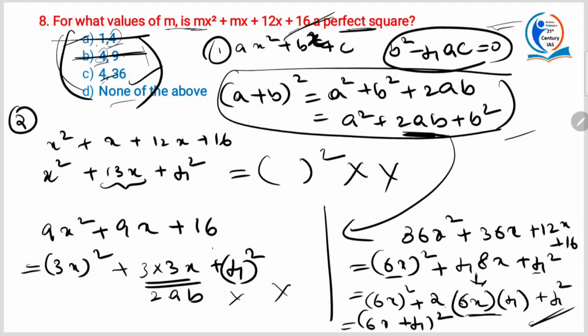36 passes the test. Now 4, how about 4? Now we'll check for 4 also.